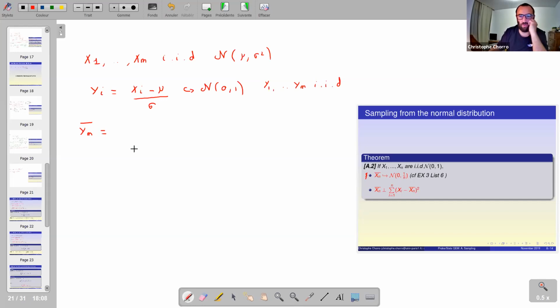So what is ȳn equal to? ȳn follows the N(0, 1 over n). And what is this quantity here? This is simply 1 over sigma, the sum from i equal 1 to n of xi minus, not y here, but mu.